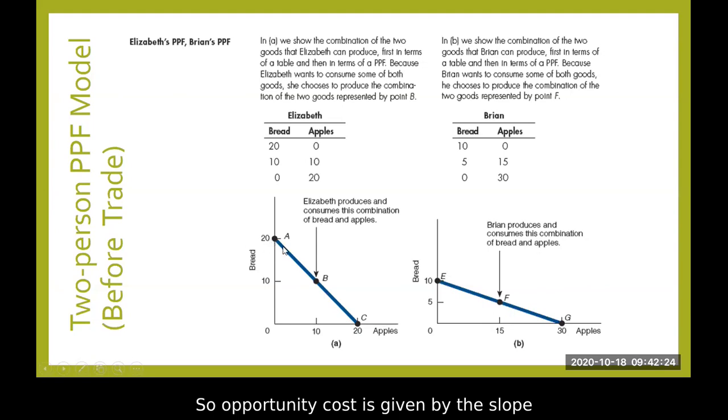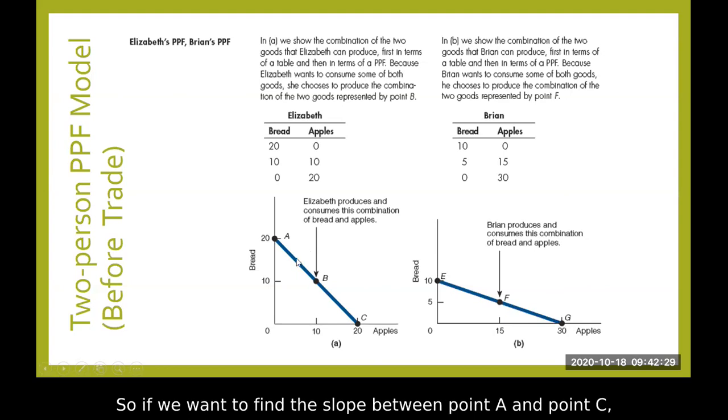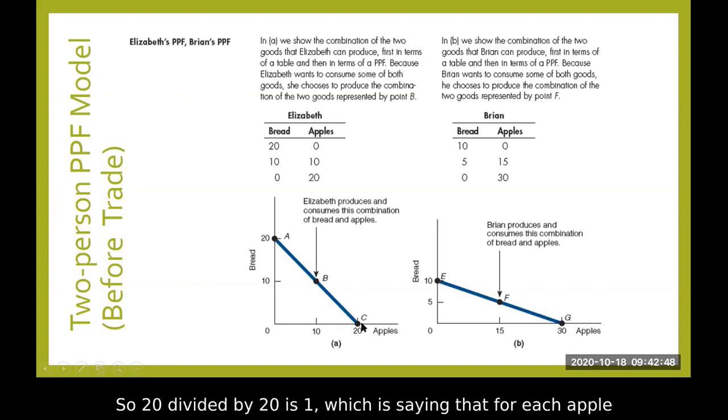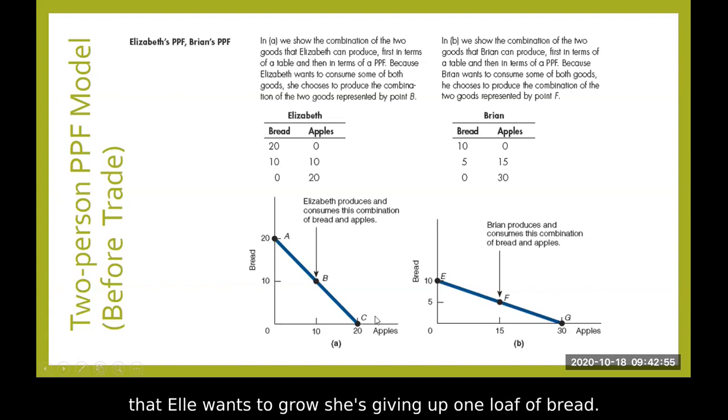So opportunity cost is given by the slope, and we know that slope is rise over run. So if we want to find the slope between point A and point C, we need to find the rise, which is this vertical distance, and the run, which is this horizontal distance. So the slope between these 2 points, rise over run, is 20 over the run, which is also 20. So 20 divided by 20 is 1, which is saying that for each apple that Elle wants to grow, she's giving up 1 loaf of bread.